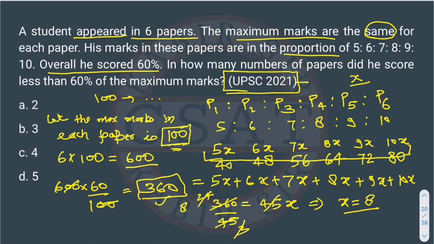Now what is being asked: in how many subjects or papers did he score less than 60%. So we have to find out in which papers he is getting less than 60% marks. What is the maximum marks for each paper? We assumed it to be 100. So what is 60% of it? It will be 60 only. So the question is asking in how many papers he is scoring less than 60 marks.